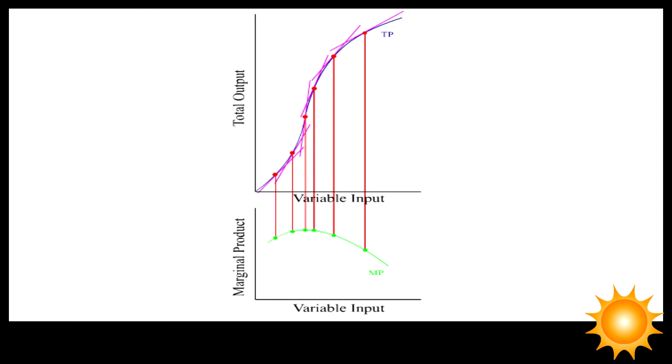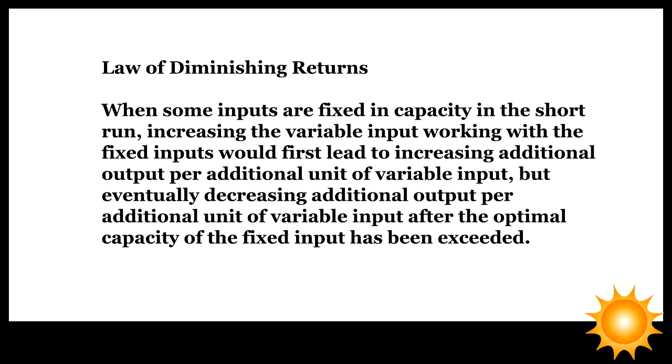Thus, an S-shaped TP produces an inverted U-shaped MP with increasing returns followed by decreasing returns. This phenomenon of decreasing marginal product following increasing marginal product, when an increasing amount of variable input is combined with some fixed input in the short run, is known as the law of diminishing returns.